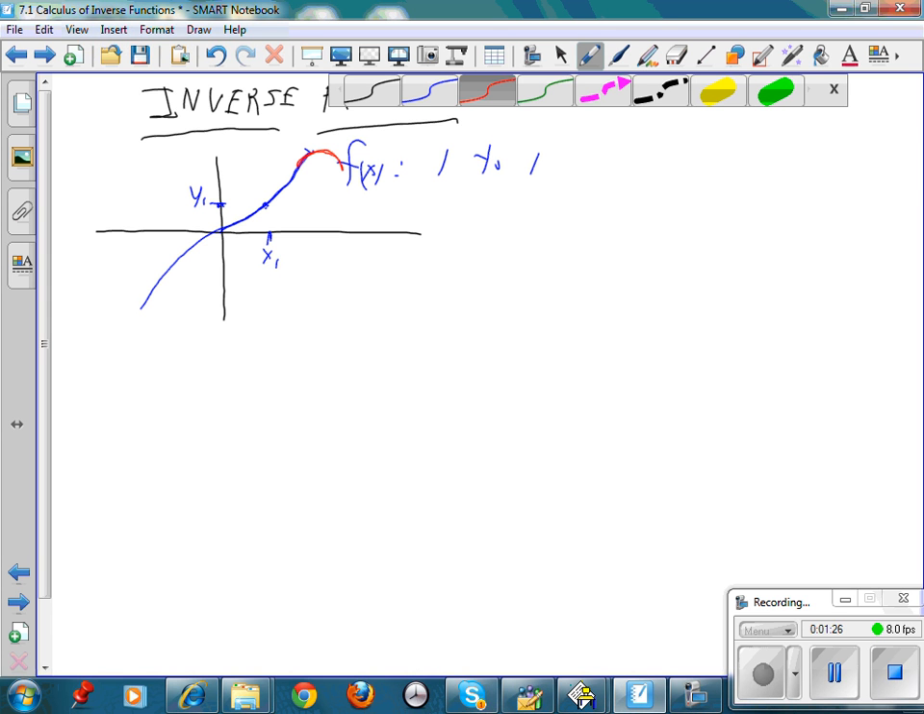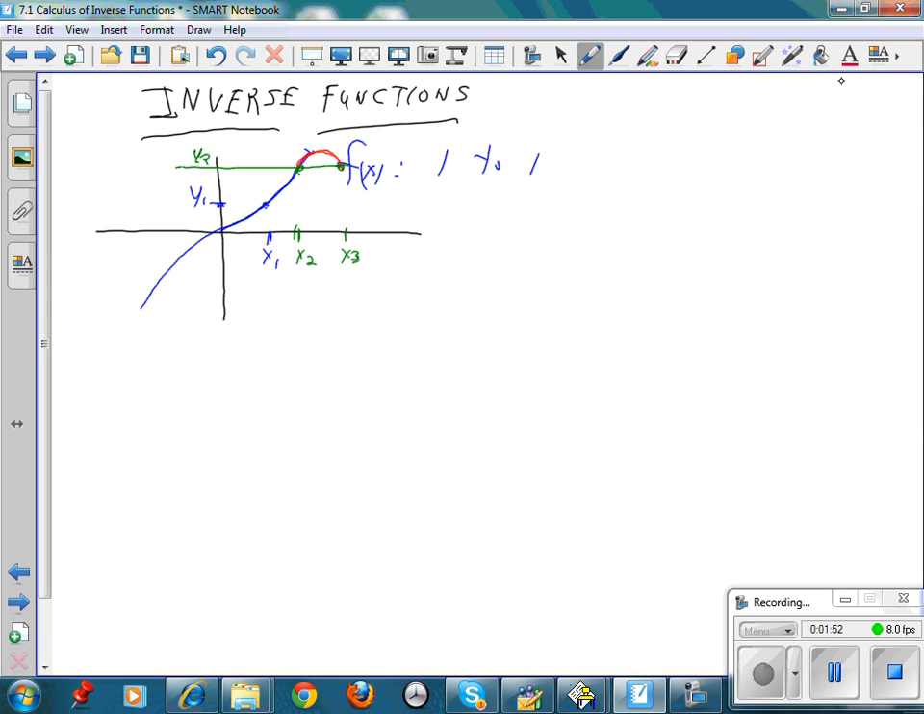If it did that, then what would happen? Well, you can see here there's two values of x, x2 maybe and x3. These have the same value of y. So if I tried to create an inverse and I plugged in this y value here, y2, what would the inverse return, x2 or x3? See, it wouldn't work. So inverses have to be 1 to 1. They have to pass the horizontal line test.